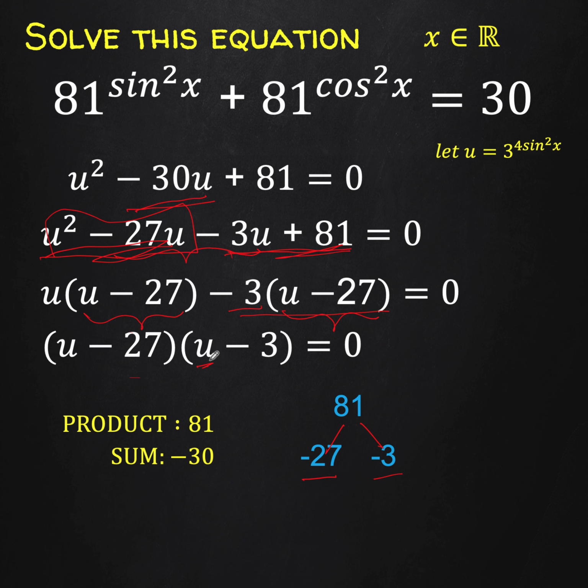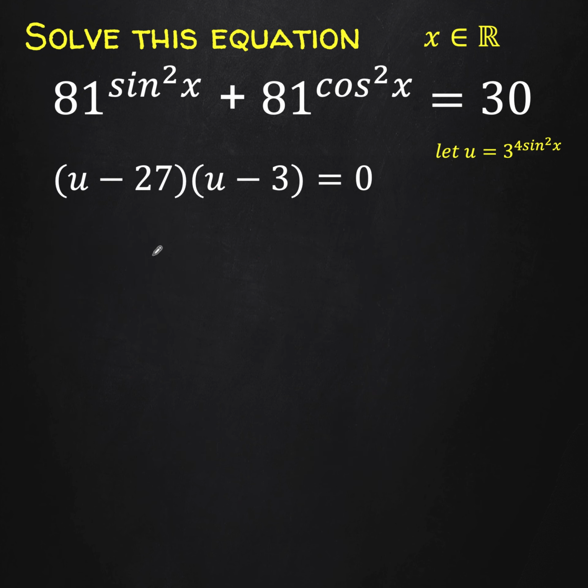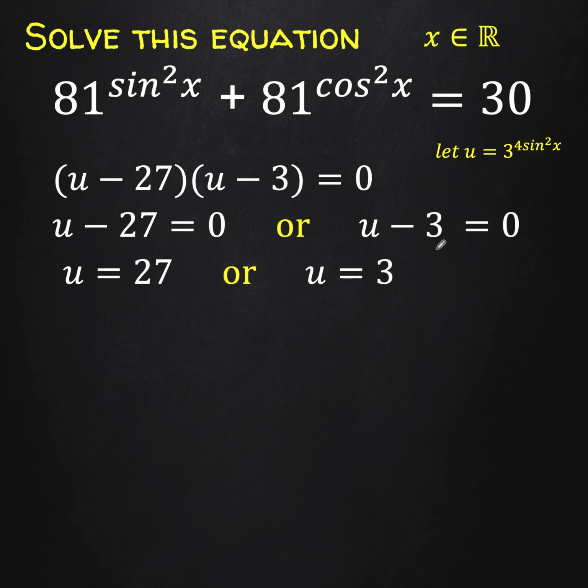So, we have a product that is equal to 0. Each of the factors could be equated to 0. And so from here, we have u equals 27. And from the right side, u is equal to 3. But what is the value of u? We know that u is equal to this expression. So let's bring it back.